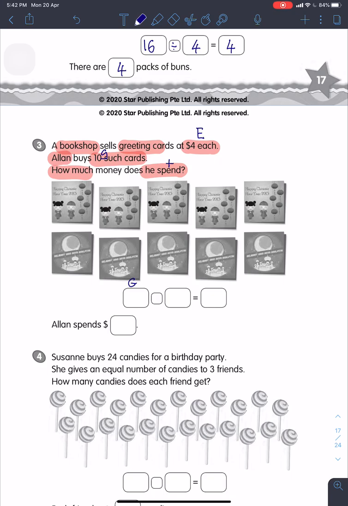So whenever we know the group and we know how many are there in each group, we find the total, we can form it out into GET. So there are 10 groups, multiplied by $4 each, the total is $40. So Alan spends $40.